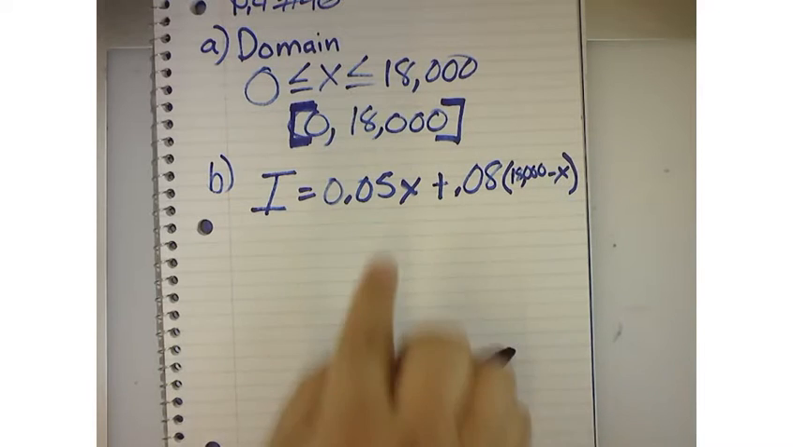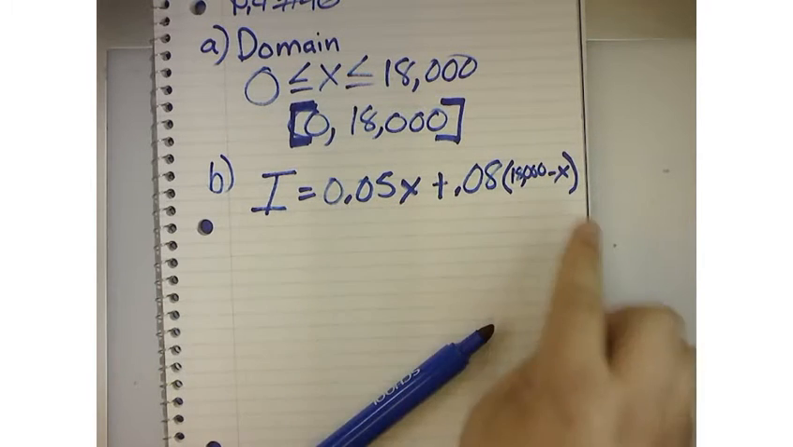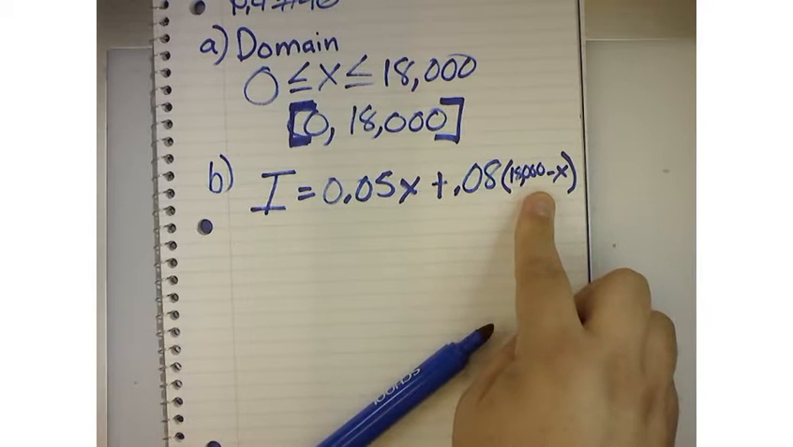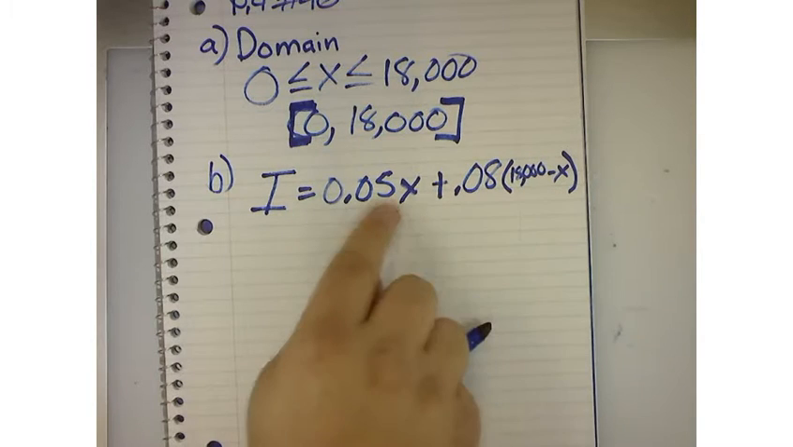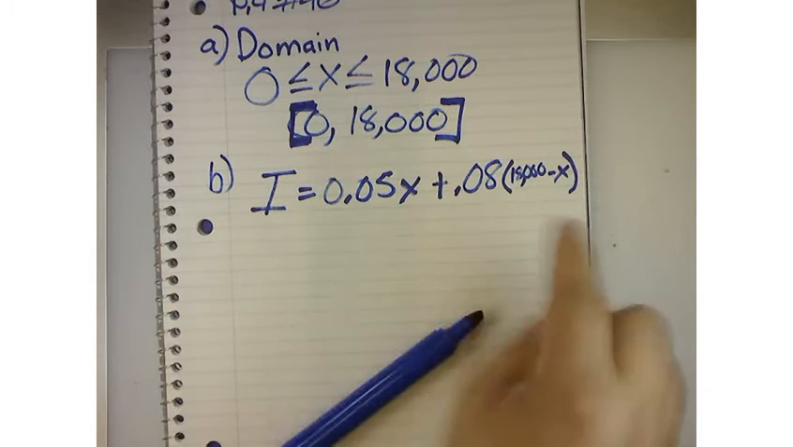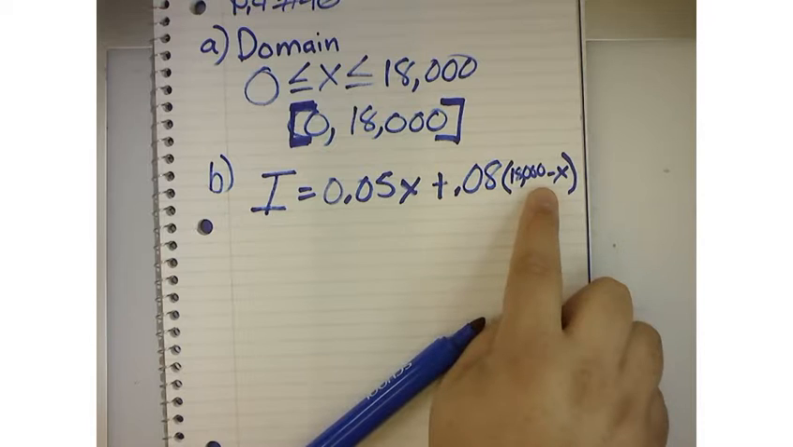So if I have $2,000 here, how much should be here? 16,000. If I have $5,000 here, how much would be in the parentheses? 18,000 minus 5,000, which is 13,000. Does that make sense? Okay, so that's part B.